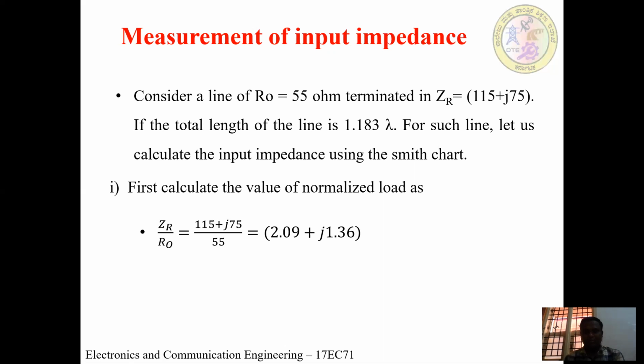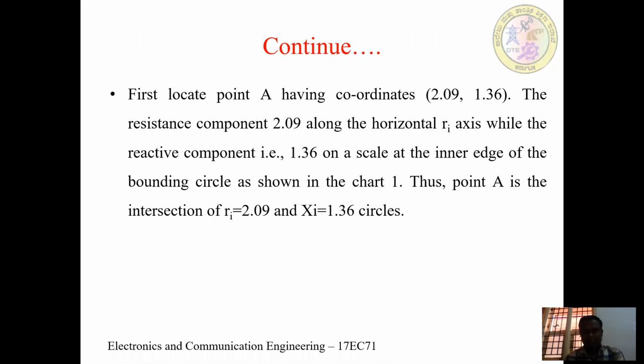So we need to find the input impedance. First, we will calculate the normalized value of the load. The load is given as ZR, and it is normalized with respect to R0. So this is equal to 115 plus j75 divided by 55. We get the value 2.09 plus j1.36. Now the question is how to locate this point.